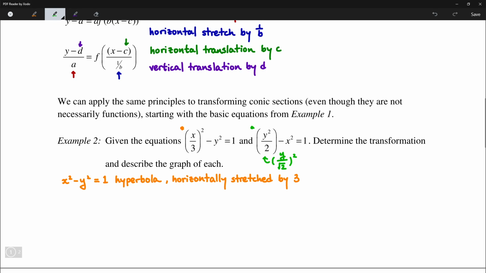So the second part of example 2, we have the y squared minus x squared equals 1 hyperbola. So that is the hyperbola with a top and bottom part, just like we saw at the beginning of this section, and it undergoes a vertical stretch by root 2.